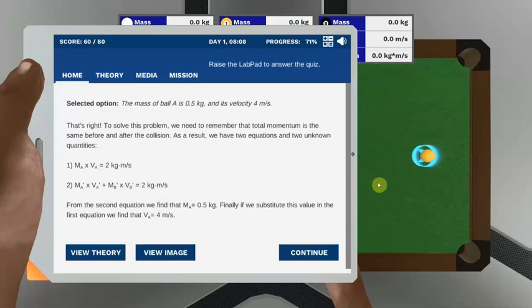From the second equation we find that ball A has a mass of 0.5 kilos. Finally, if we substitute this value in the first equation we find that the initial speed of ball A is 4 meters per second.